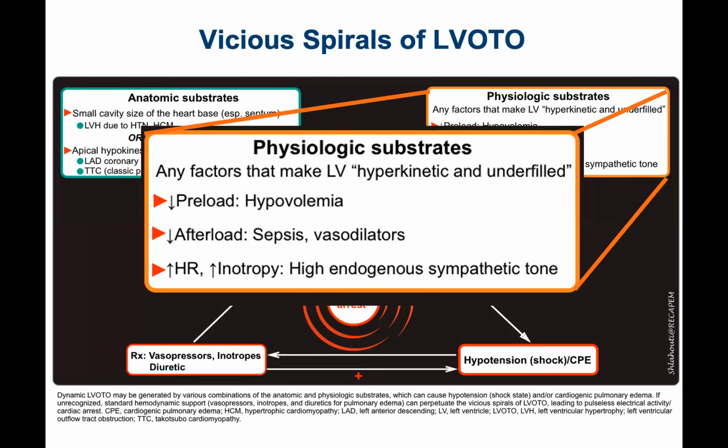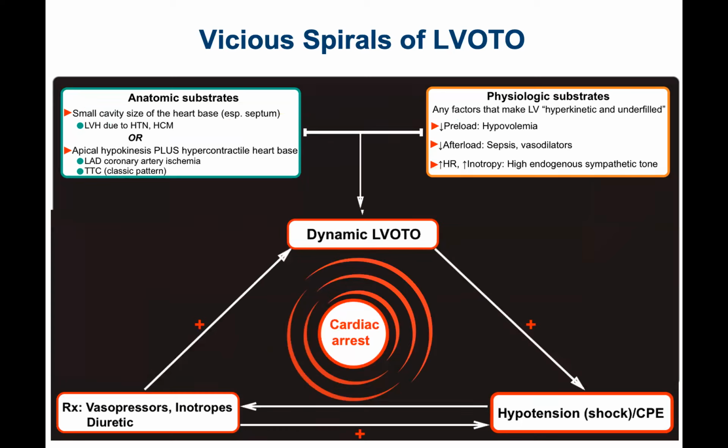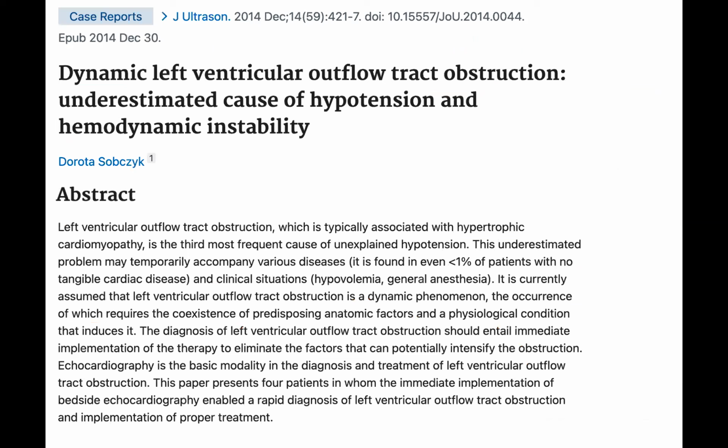And then again, the physiologic substrate. So really any factors that make the LV hyperkinetic and underfilled. So preload decrease, so hypovolemia, bleeding, decreased afterload, so sepsis or vasodilators, and then increased heart rate or increased inotropy. And of course, you can just have a high endogenous sympathetic tone. And this again can lead to that dynamic LVOT obstruction where the patient's hypotensive. Maybe they're getting inotropes and diuretics, that's going to worsen it, and you can end up in this spiral that ends up in cardiac arrest if not intervened on quickly enough.